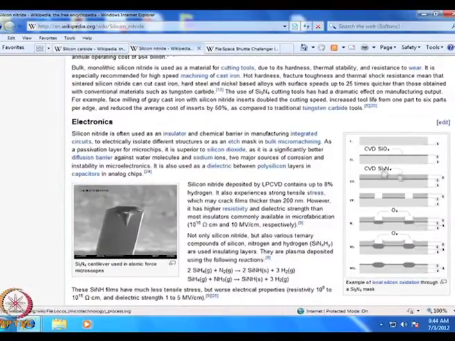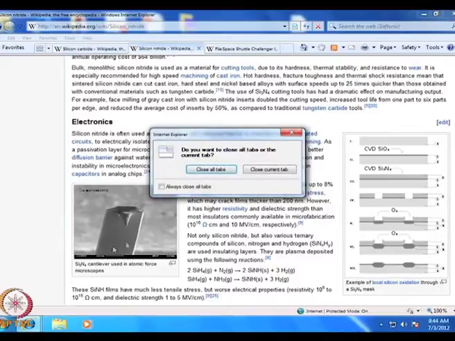Here, silicon nitride CVD process for developing circuits is given over here. Now, in all these cases, what we have is silicon carbide or nitride in the form of basically grains or a thin film or a hard body.